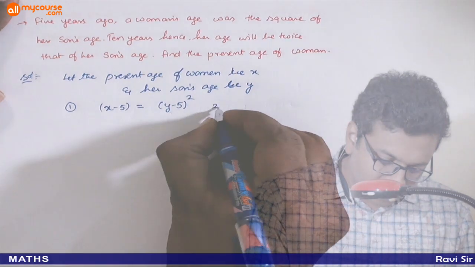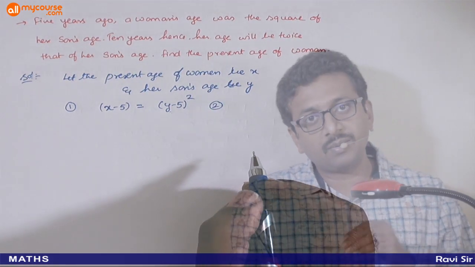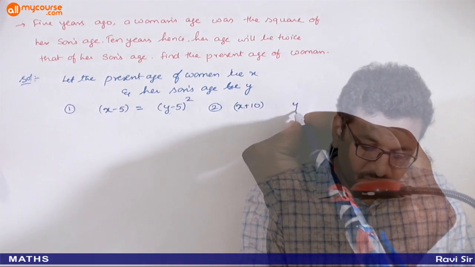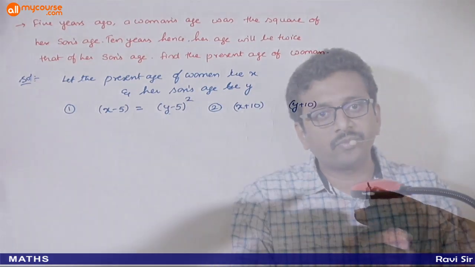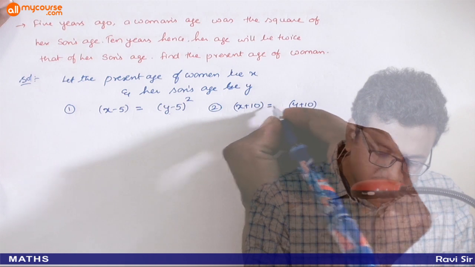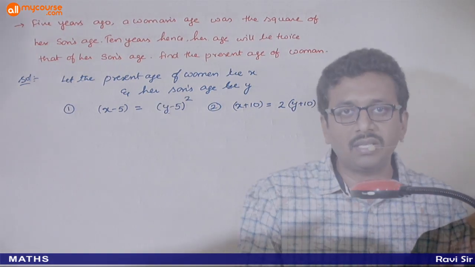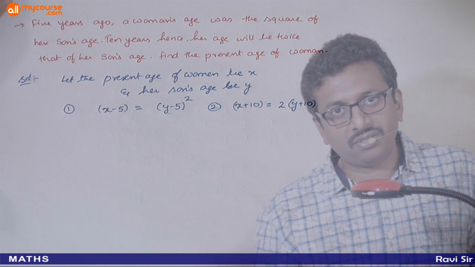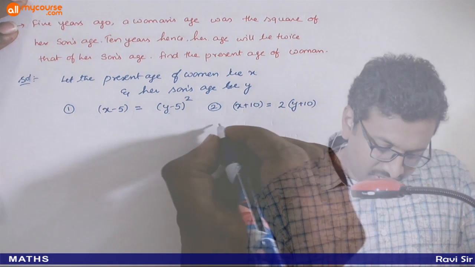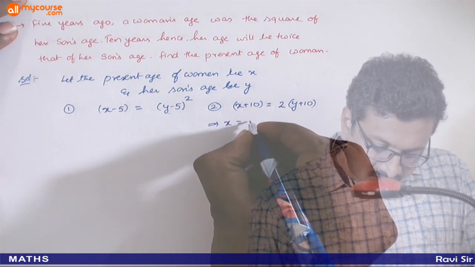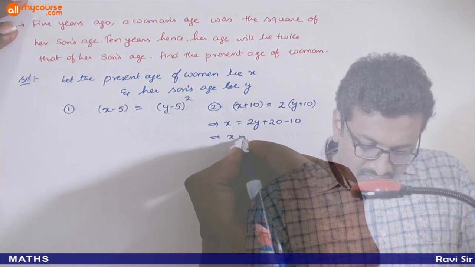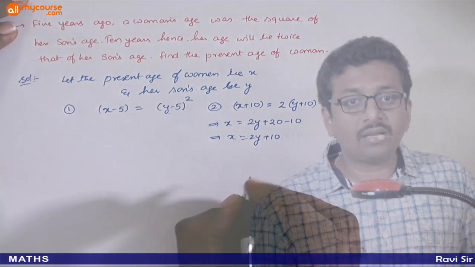And what is the second information? 10 years hence, that means after 10 years, the woman's age will be X plus 10. The son's age will be Y plus 10. What is the relation between these two? Her age is twice that of her son's age. So these are the two pieces of information. Let us solve these two equations. From the second equation, X is equal to 2Y plus 20 minus 10. So X is equal to 2Y plus 10.